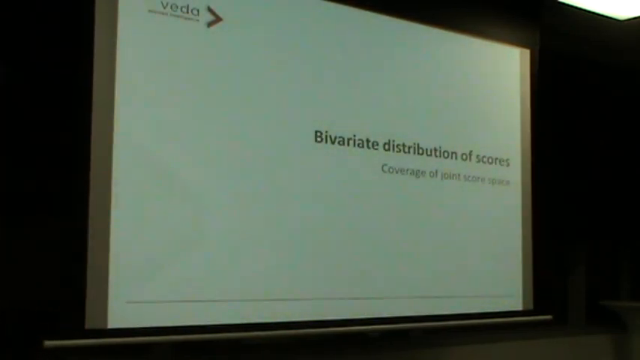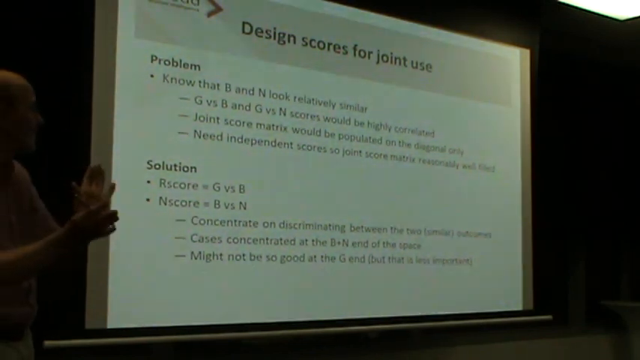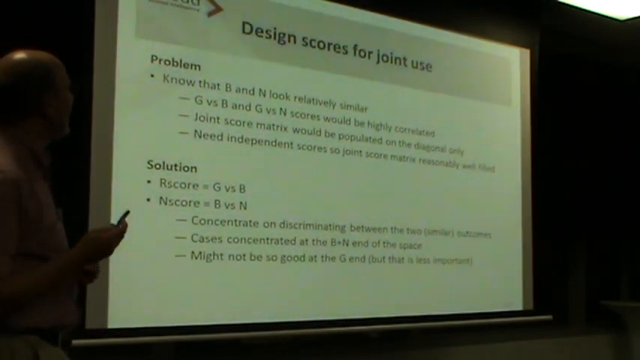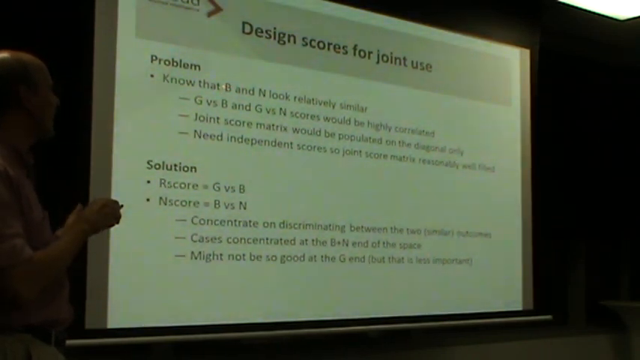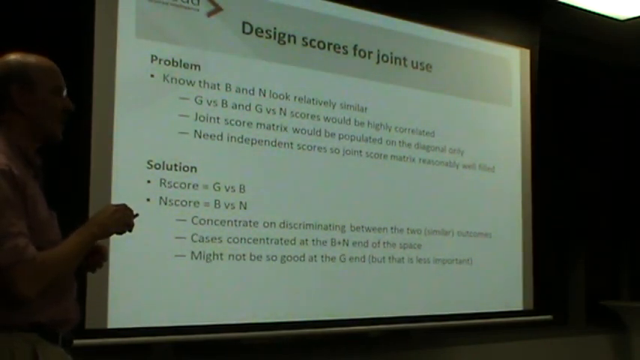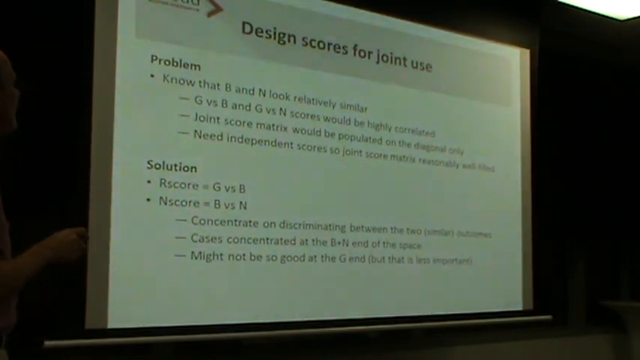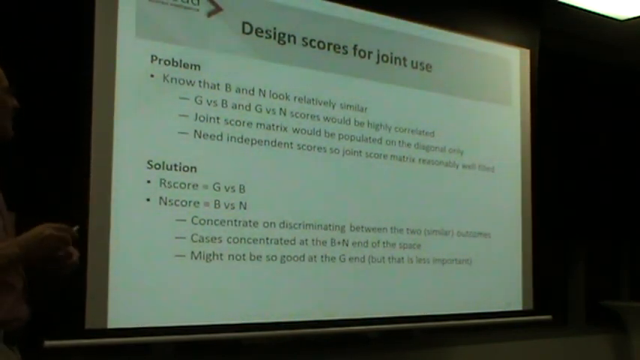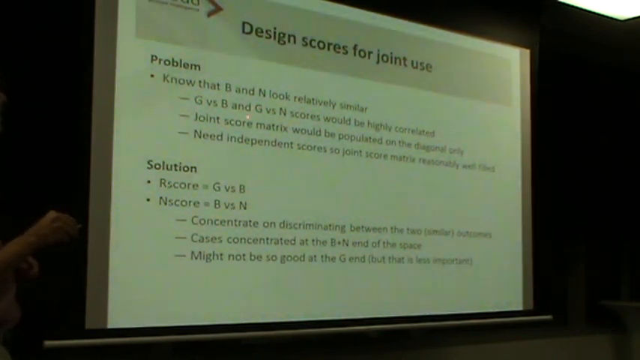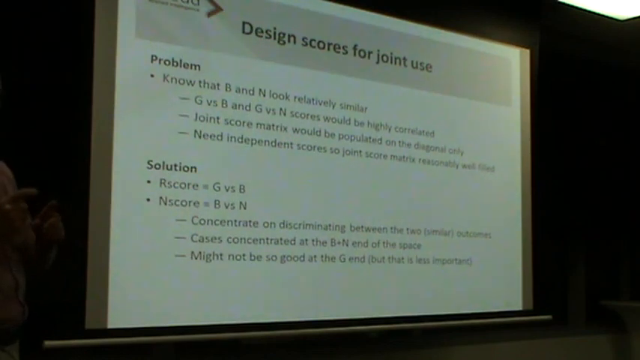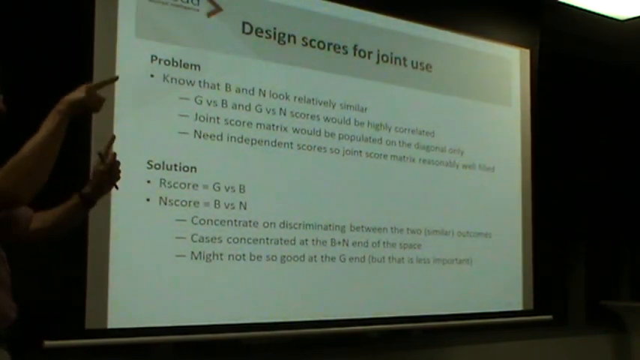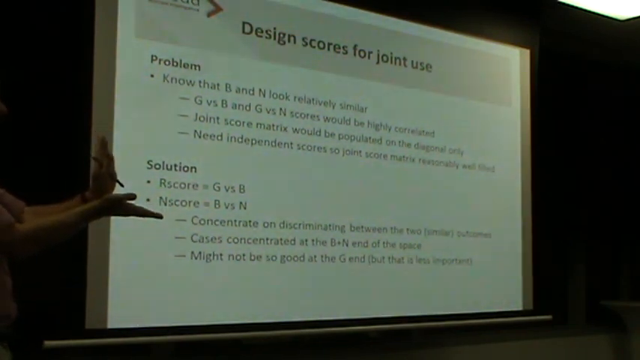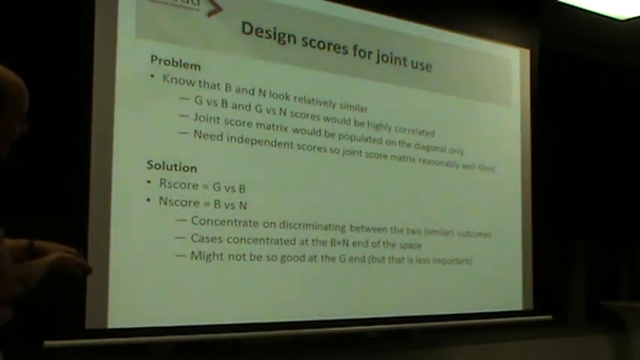Right. Now, we're going to be using scores jointly, and this leads to some problems. We know that the risk bads look pretty similar to the frauds. And if we were just to build two scorecards, one discriminating between good and risk bad, and one between good and fraud, then those scores would be highly correlated with each other.